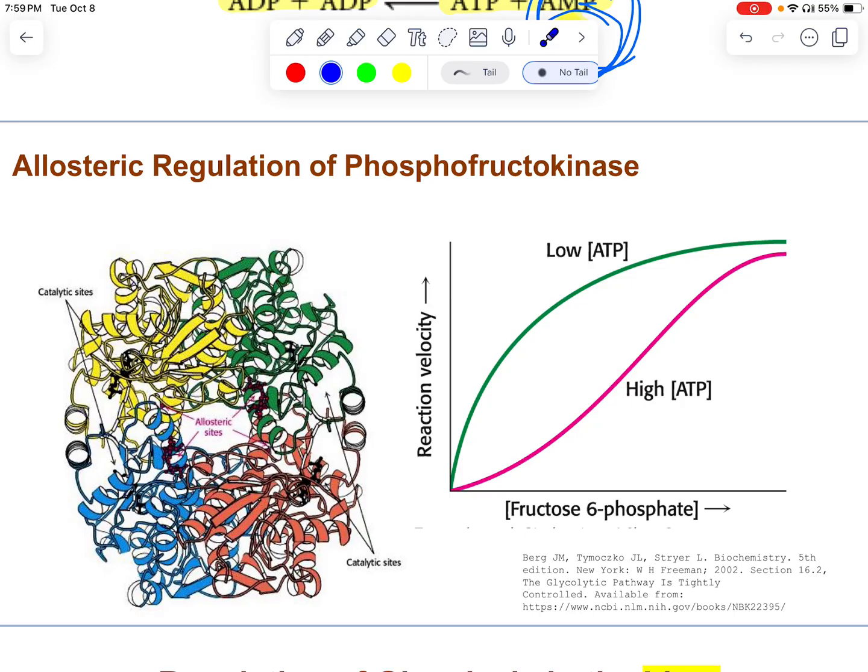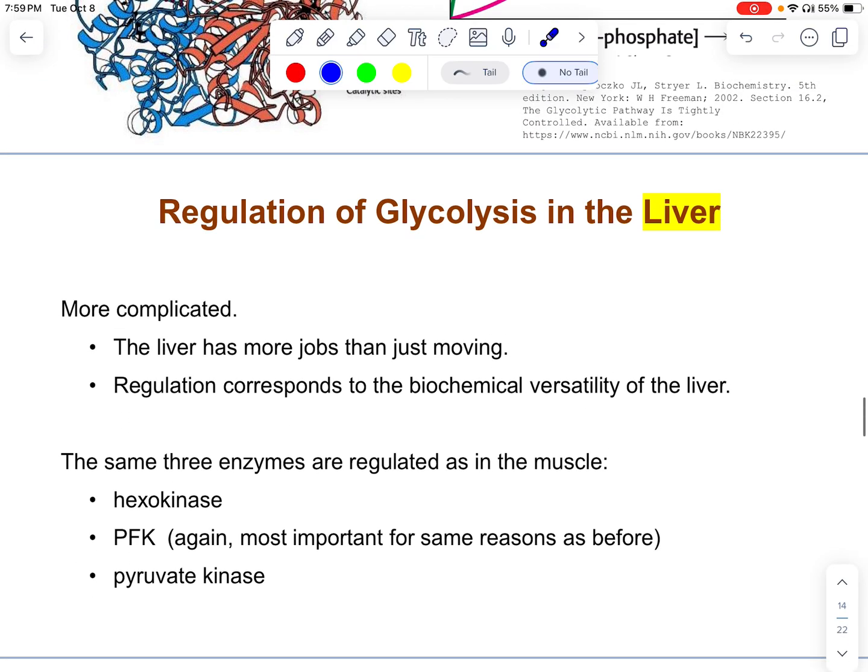Okay, so that was in the muscle. Let's talk about regulation of glycolysis in the liver. This is actually much more complicated, largely because the liver has a lot more jobs. Muscles just need to move for the most part, but the liver has a lot of jobs. And so the regulation needs to correspond to this biochemical versatility of the liver.